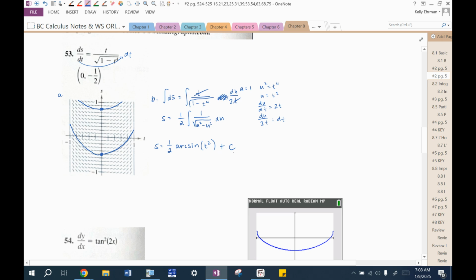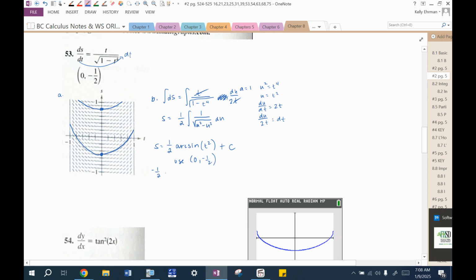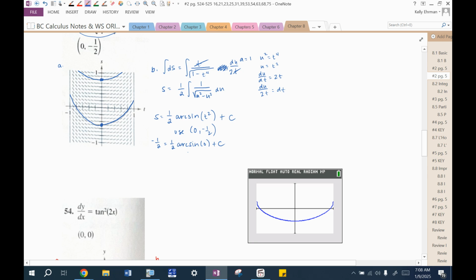We want the particular solution. So we need to use the point that they gave us, which was (0, negative 1/2). So if I put in negative 1/2 for s, and I put in 0 for t, that's going to help me solve for C. The arc sine of 0 is 0. Remember, that's saying sine of what angle is 0. So that's 0. So C is just negative 1/2. And so that means that my function, I'm going to put it over here, is s equals 1/2 arc sine of t squared minus 1/2.